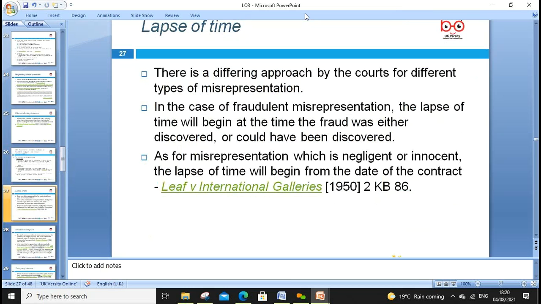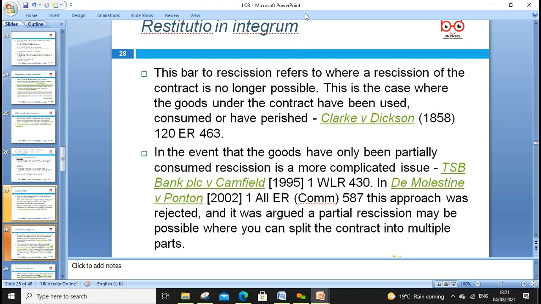Another bar is lapse of time. There are different approaches of the court to different types of misrepresentation. For fraudulent misrepresentation, time begins from the time of the fraud, when they discovered it or could have discovered it, or maybe never discovered it. An innocent party's damages can be affected with the passage of time.